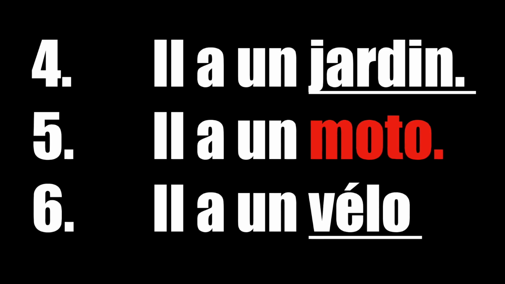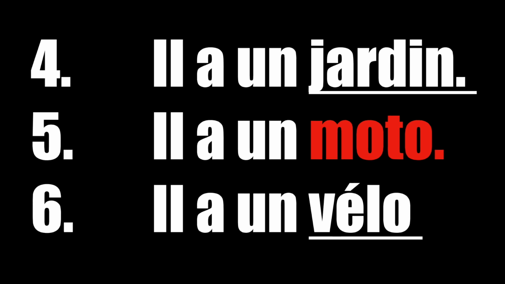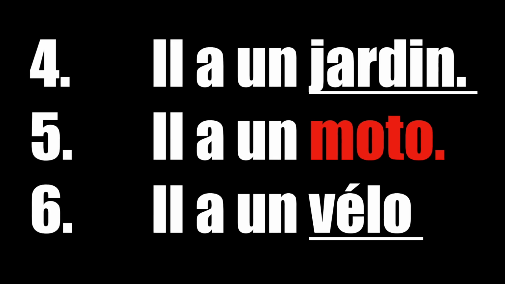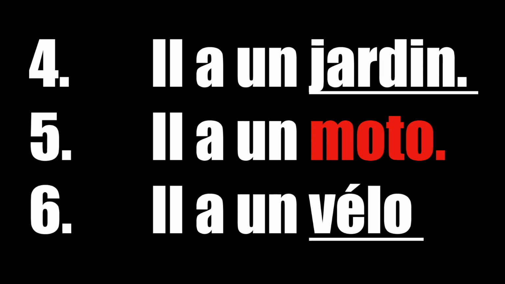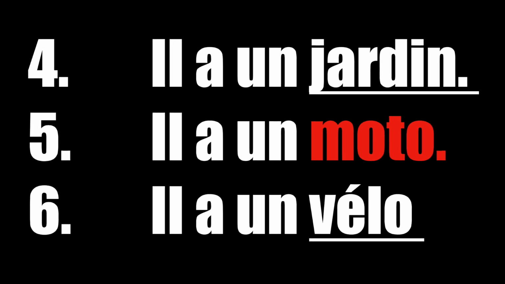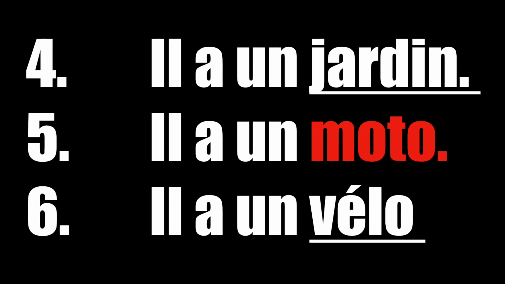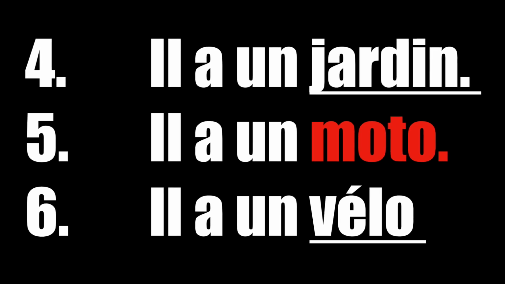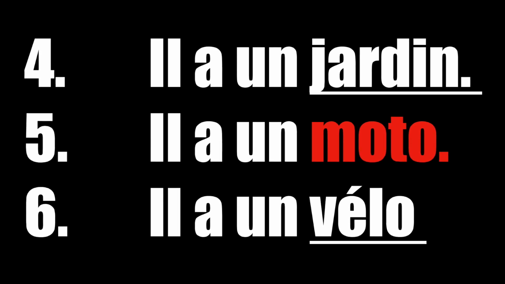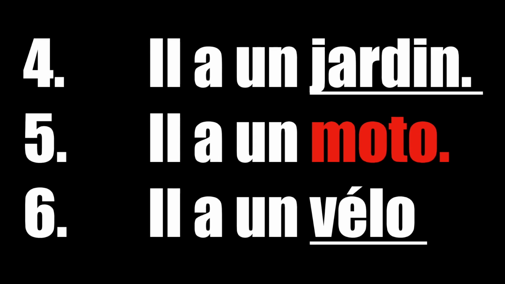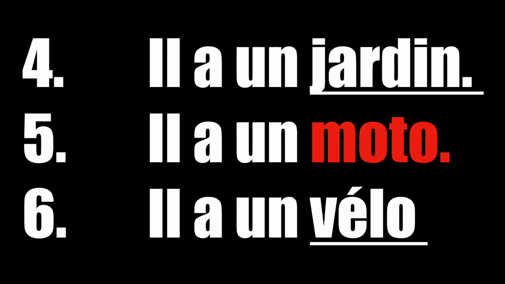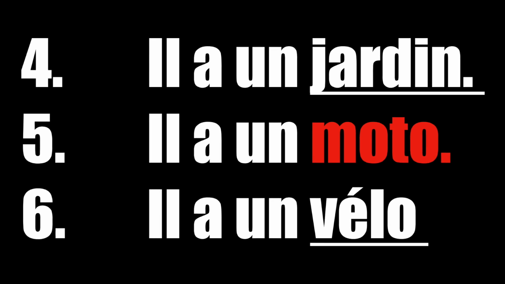Il a un jardin. He has a garden. Number 5. Il a une moto. He has a bike. Then I removed moto and I added il a un vélo. He has a bicycle. So this same way you could add your own objects, you could change the subjects, and you could make your own sentences with the auxiliaire avoir.